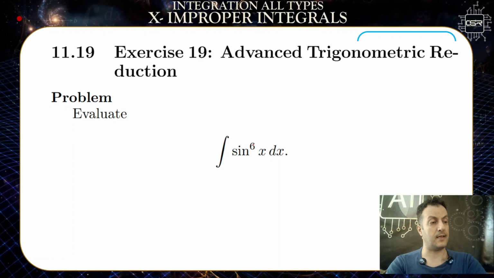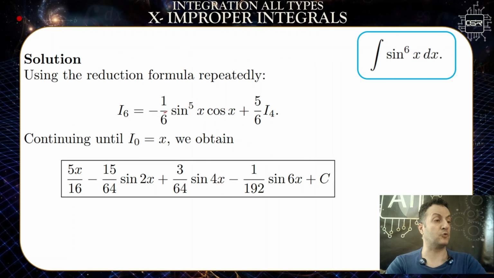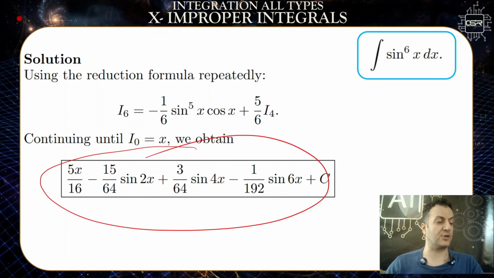The integral of sin^6 x dx, so I6 is equal to minus 1 over 6, which is 1 over n, sin^5 x, or sin to the power of n minus 1, times cosine x, plus 5 over 6 I4. We keep continuing until we get I0 equal to x, so we obtain this solution.